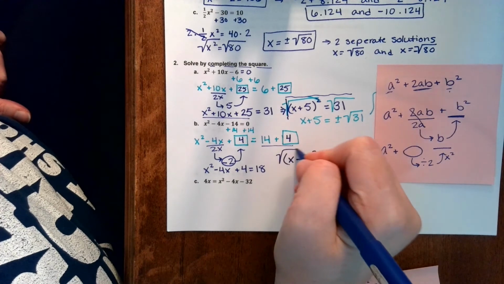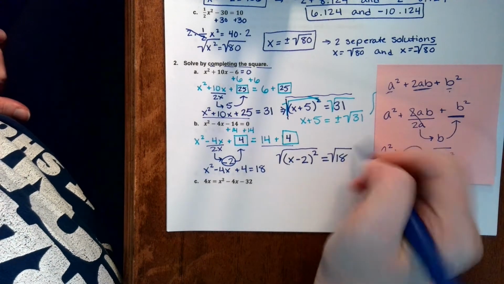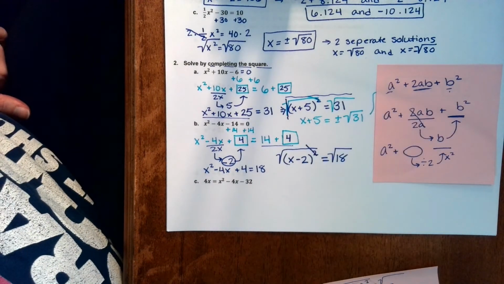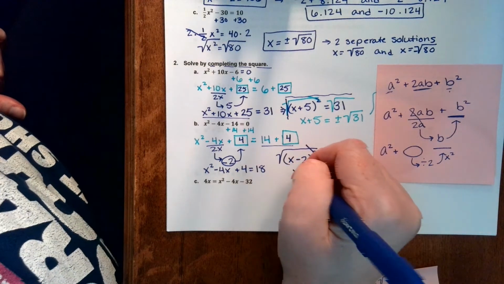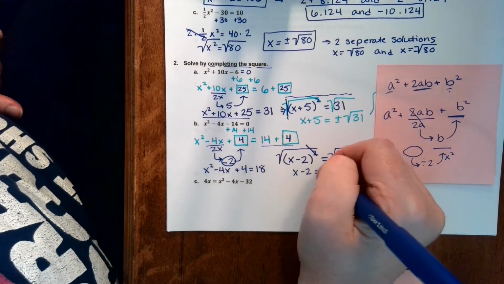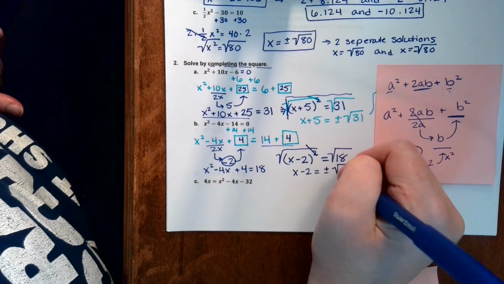Alright, take the square root of each side. Squared and square root cancel. You have x minus 2 equals plus or minus the square root of 18.